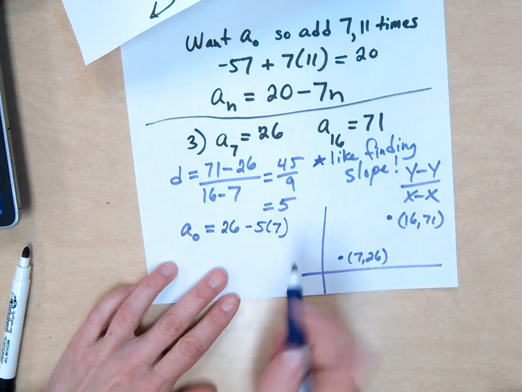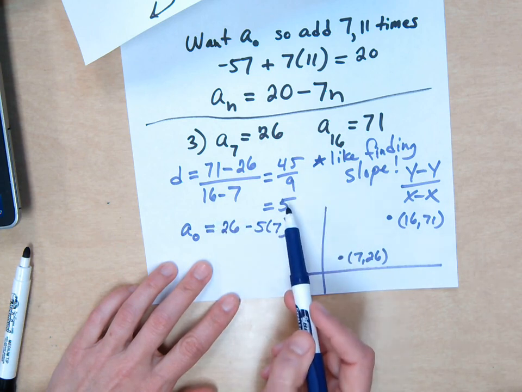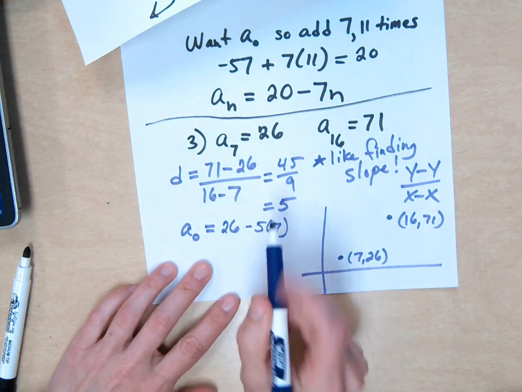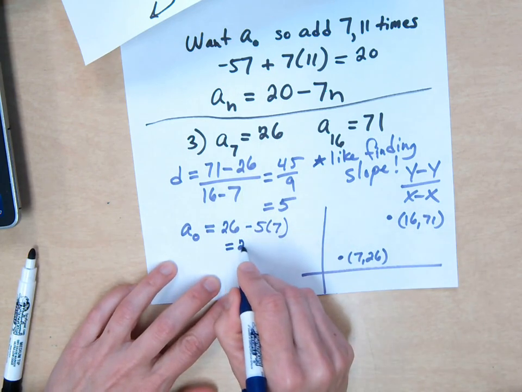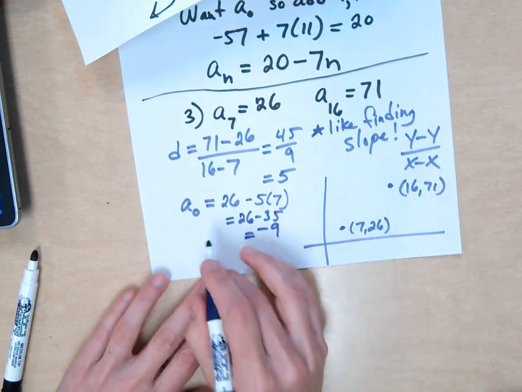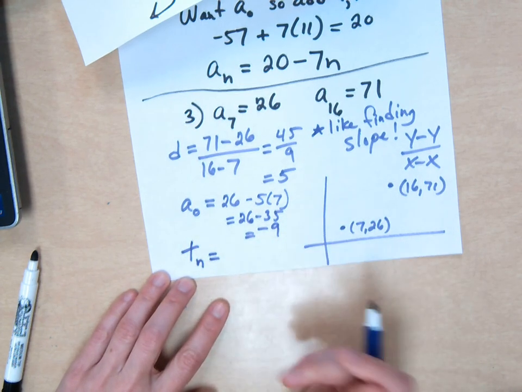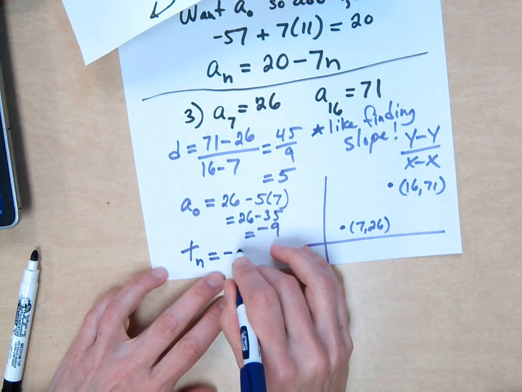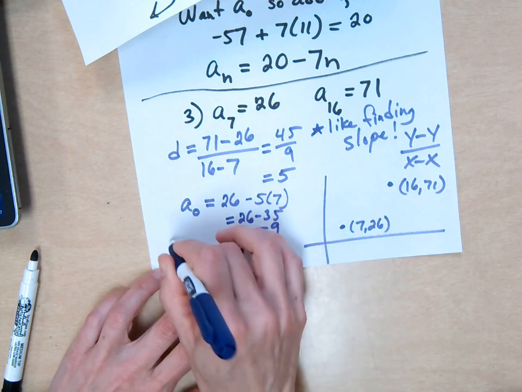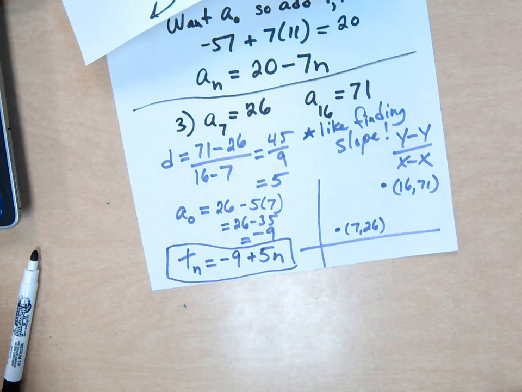Everyone see that? To go from the 7th term to the 0th term, we want to go backward in time. So we do the opposite of 5. We subtract 5 7 times. It's basically the term number. So you do the arithmetic. 26 minus 35 is -9. And our formula for the nth term, which you might see written as t sub n, it's either a sub n or t sub n, it means the same thing, is -9, our 0th term, plus 5 times n. And we can now use that formula to find any term that we want.